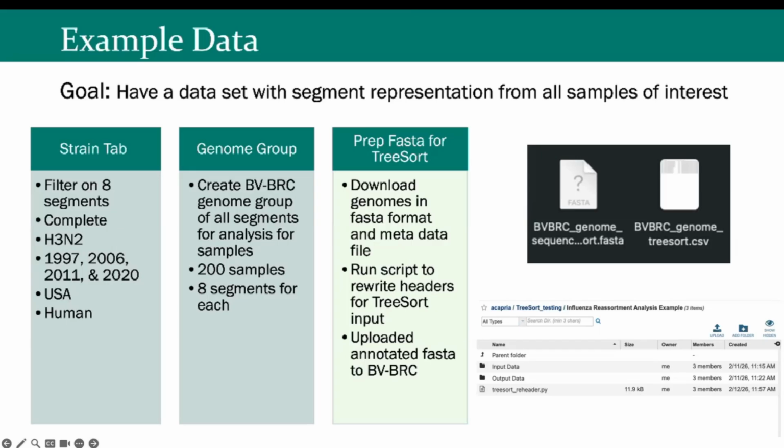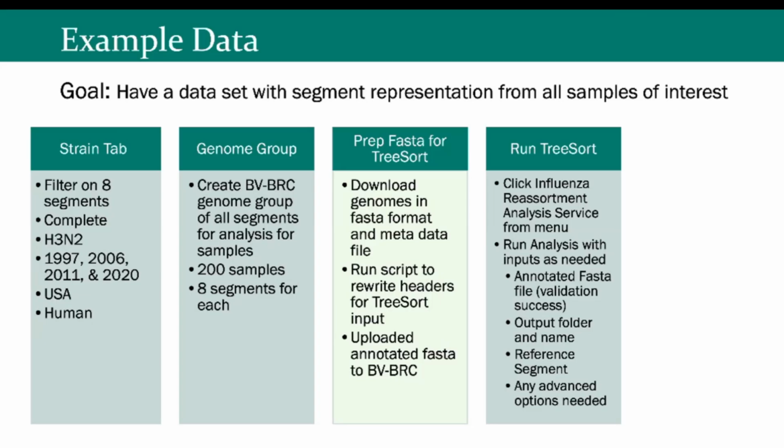Like I mentioned, prepping the FASTA file is important right now, but won't be forever. I download the FASTA file from the genome group table, and also the header metadata associated with it, and then I ran this TreeSort reheader script, and then re-uploaded my annotated FASTA to the BV-BRC.